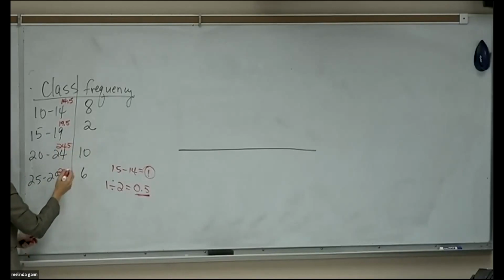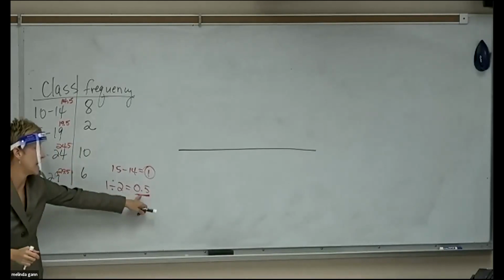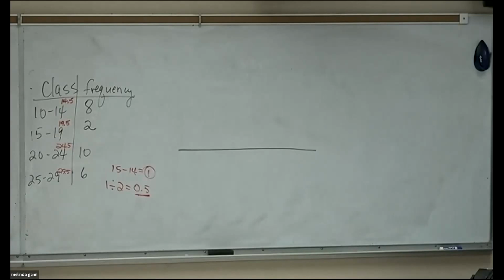29 and 5/10. Now, what do I do with this answer and these lower limits? Subtract. What's 10 minus 5/10? 9 and 5/10. What's 15 minus that 5/10? 14.5. So I get 14 and 5/10, and 19 and 5/10, and 24 and 5/10. So those red numbers are my boundaries.